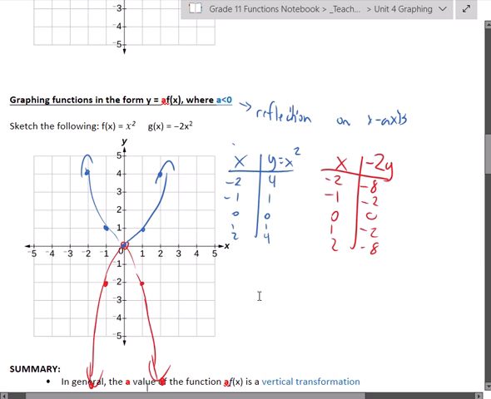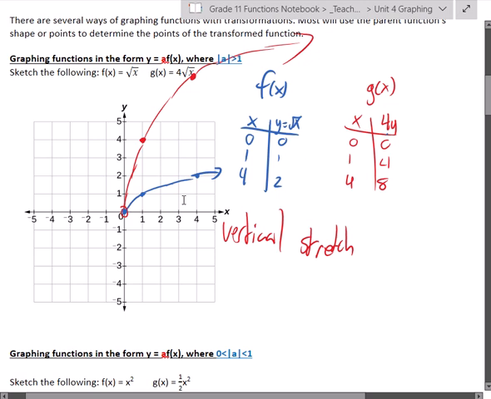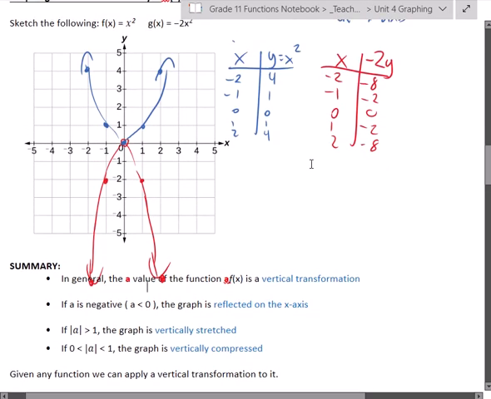So while you're graphing, you can take your parent function and you can apply the transformations directly to the points visually. But what is recommended is that you take your parent function's table of values and you create a second table of values where you apply the transformations on your y or x variables depending on the transformations you have. So in summary, in general, the a value of a function is a vertical transformation. If a is negative, the graph is reflected on the x-axis. If the absolute value of a is greater than 1, you're vertically stretched. And if it's between 0 and 1, the graph is vertically compressed.